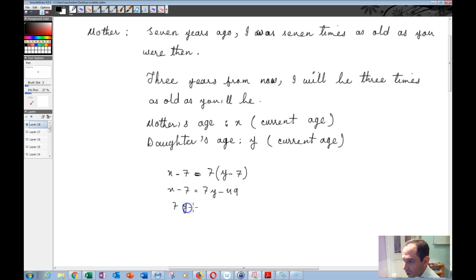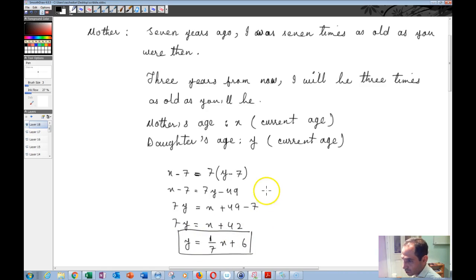Then 7y is equal to X plus 49 minus 7, so 7y is equal to X plus 42. Dividing by 7, y is equal to 1/7 X plus 42 divided by 7, which is 6. So that is one of your equations.